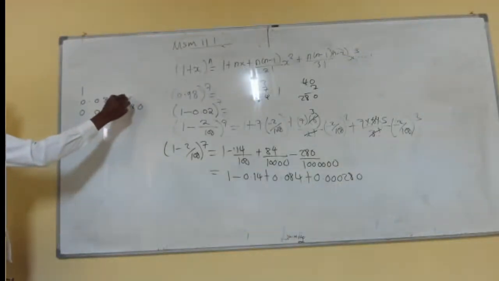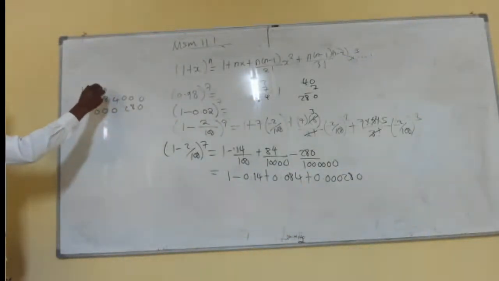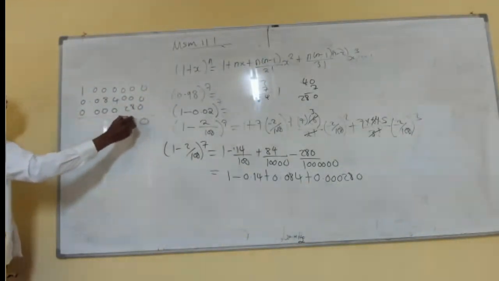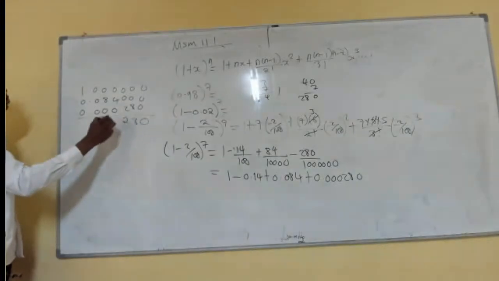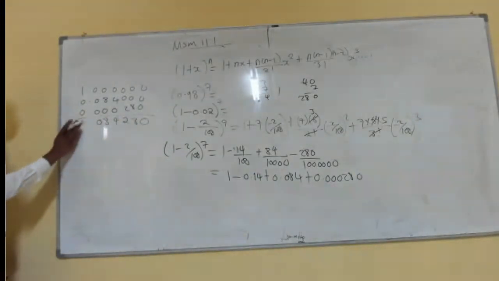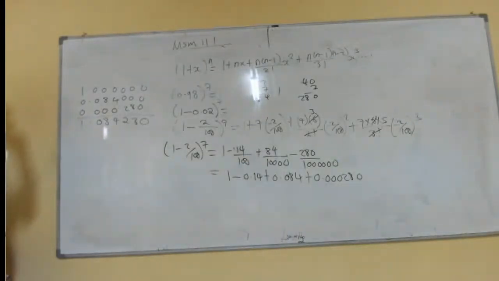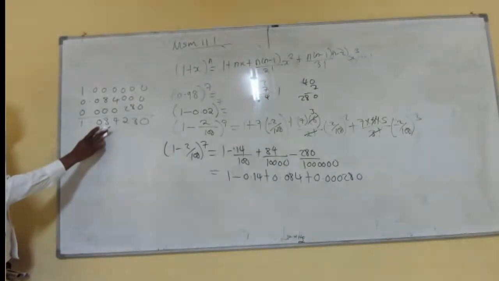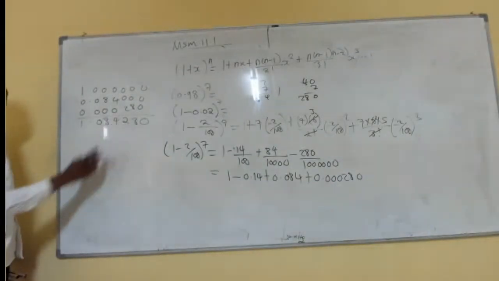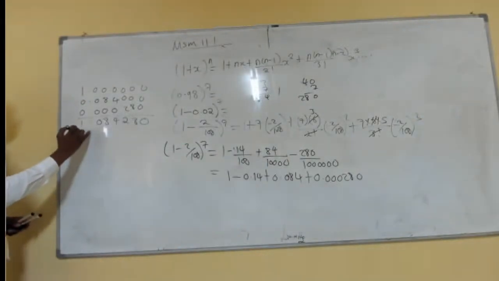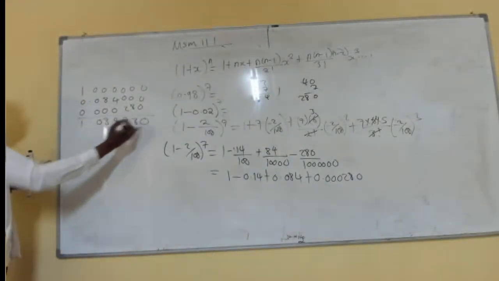I can add zeros here. So what's happening? 0, 8, 2, 4, 8, 0.01, because 1 plus this. So this is 1.084 and then 280. So we have 1.084280.